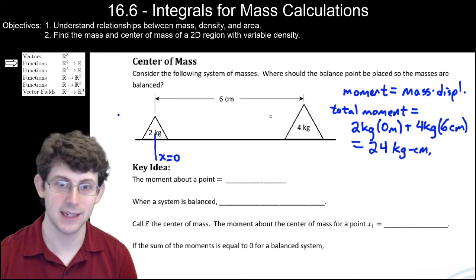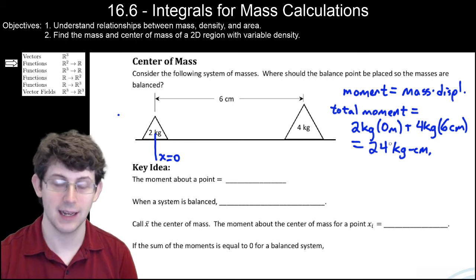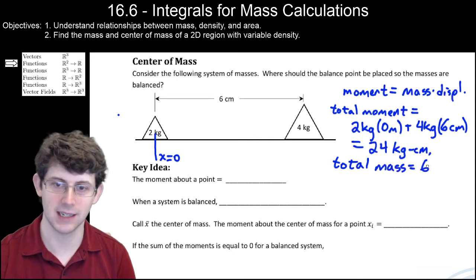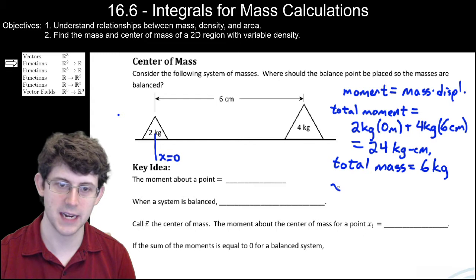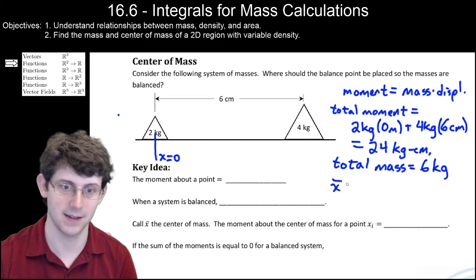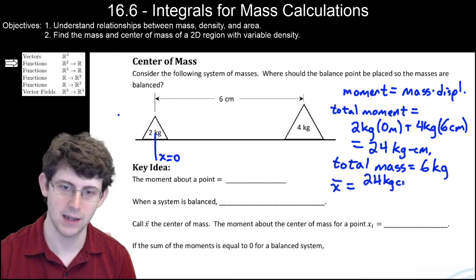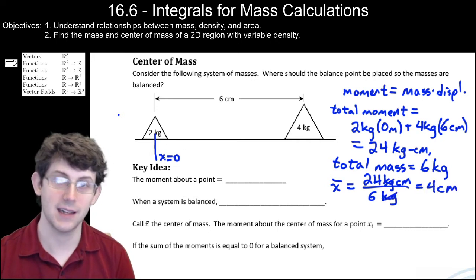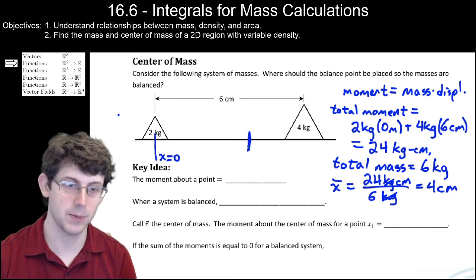The center of mass you get by taking the total moment and dividing by the total mass. The total mass here is 6 kilograms. So the center of mass, the average location of the object, is 24 kilogram centimeters divided by 6 kilograms. And I get 4 centimeters. Since I declared x equals 0 to be here, I end up right here, 4 centimeters from the left side.